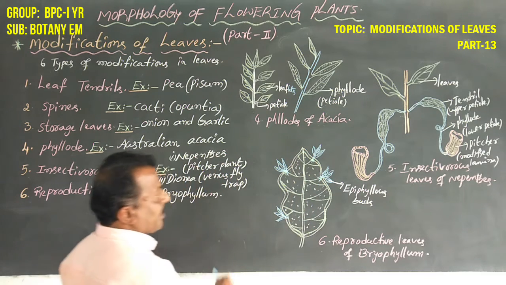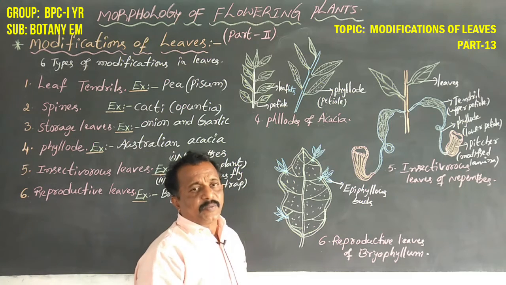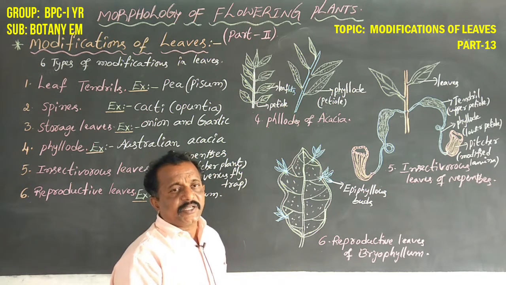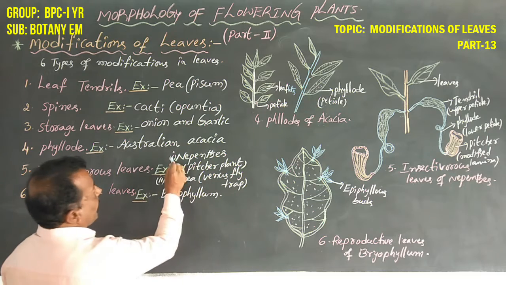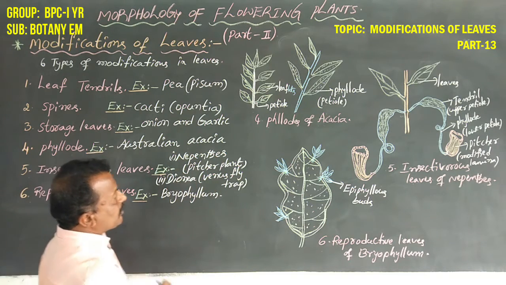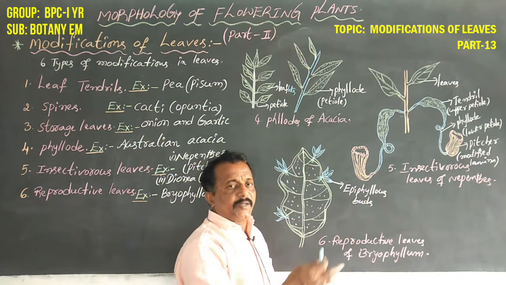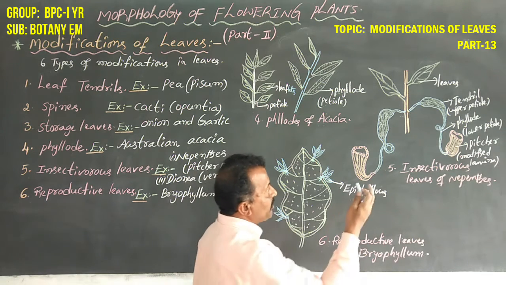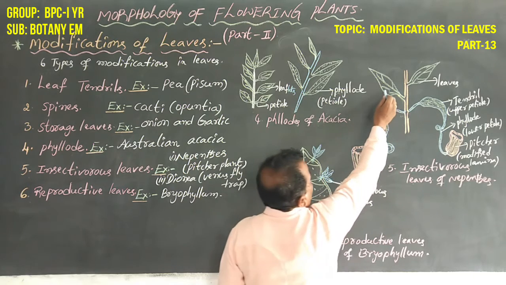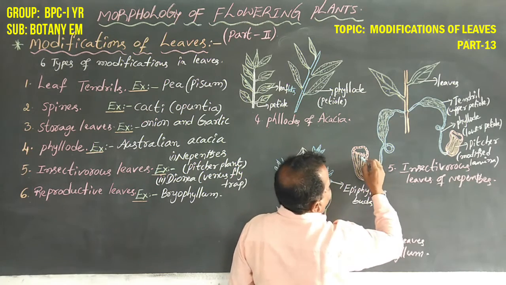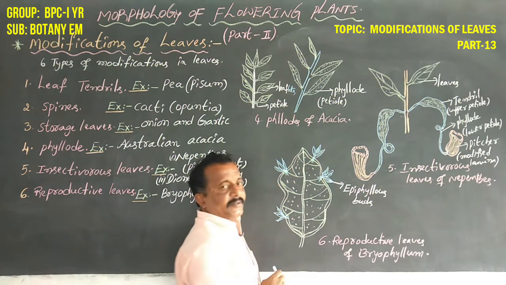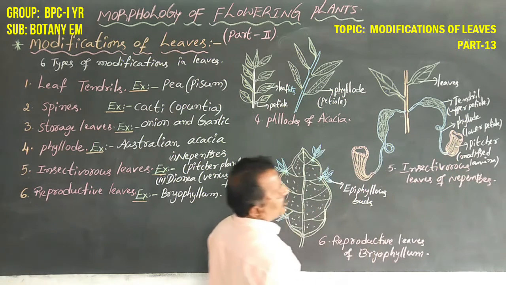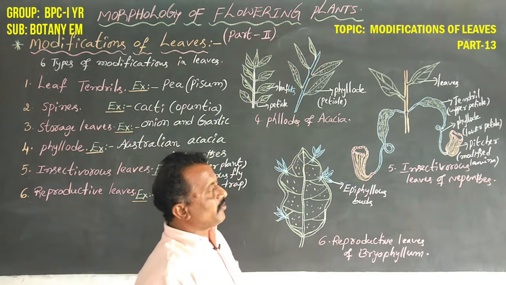Next, coming to the fifth one, insectivorous leaves of Nepenthes. Some plants, especially in desert areas, grow in nitrogen deficient soil. Examples are Nepenthes, the pitcher plant, and Dionaea, the Venus flytrap. These plants grow in nitrogen deficient soil, so the leaf, to trap insects, is modified into a pitcher-like structure. That is the insectivorous leaf of Nepenthes.